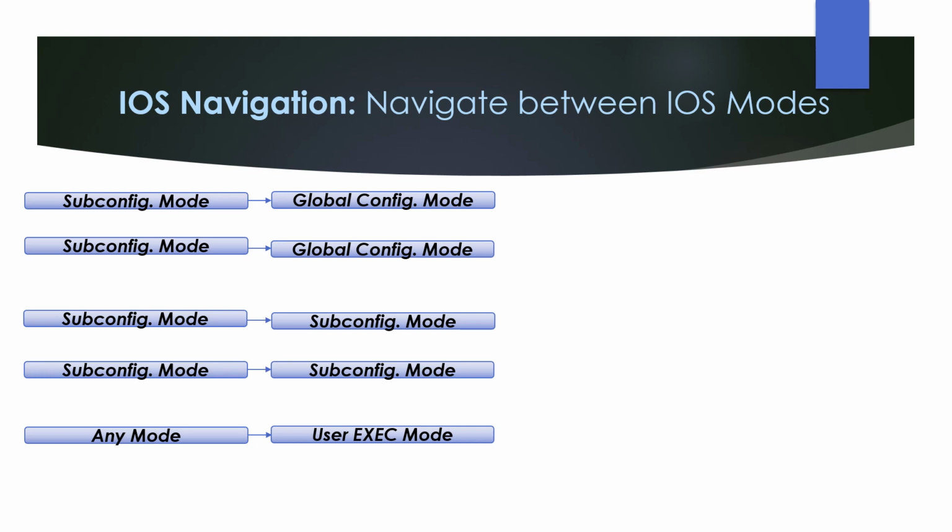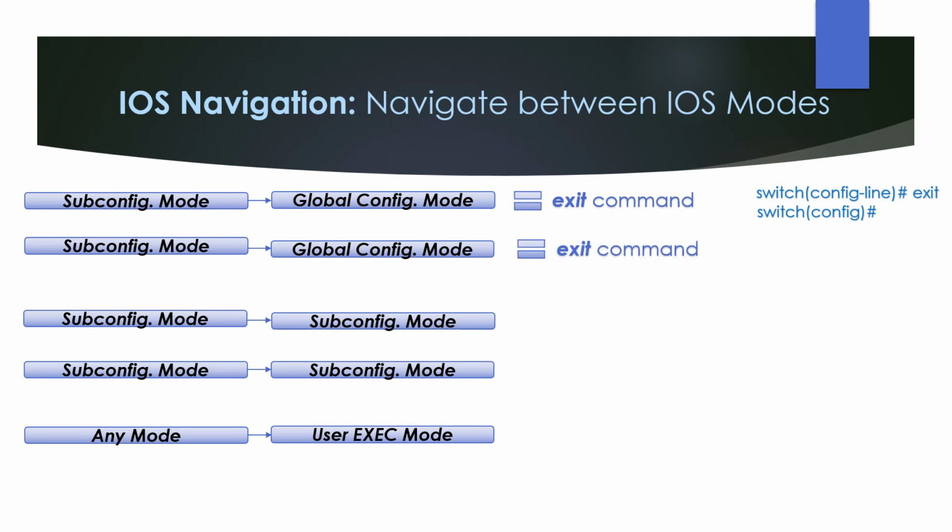For going from the sub-configuration mode to the global configuration mode, you can use the command exit, and here will be listed if you are going from the line sub-configuration mode, and here will be listed if you are going from an interface sub-configuration mode. By using the exit command, it means that you are changing levels. You are going up to a lower level.